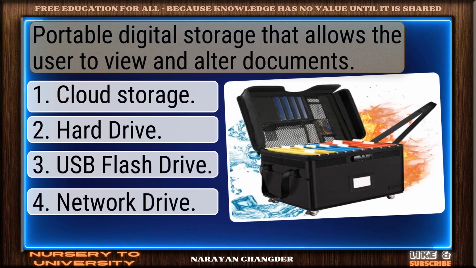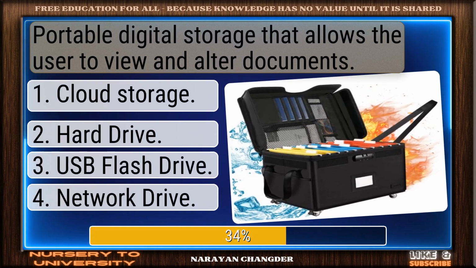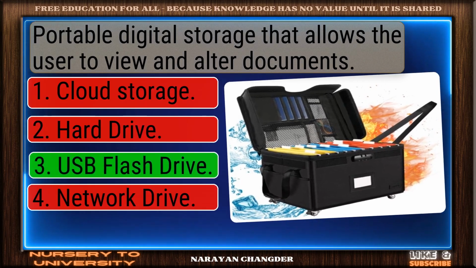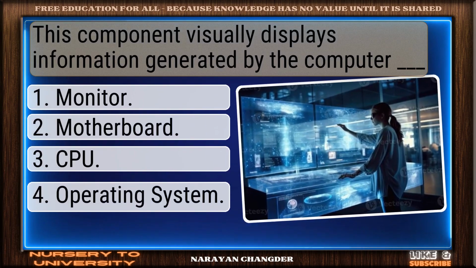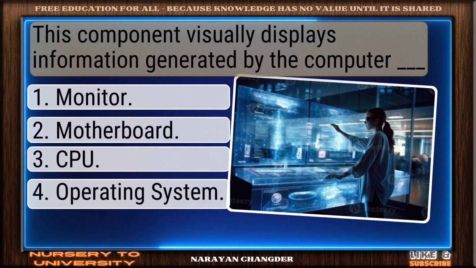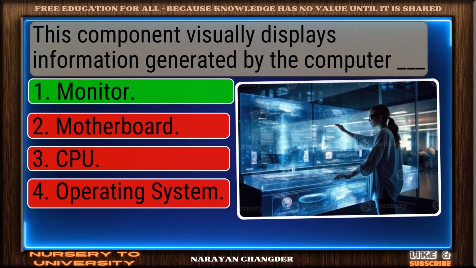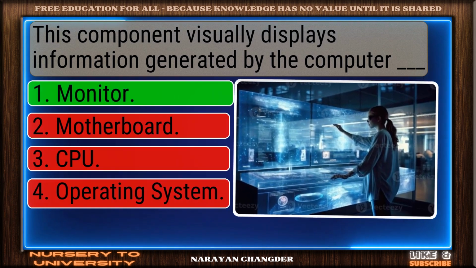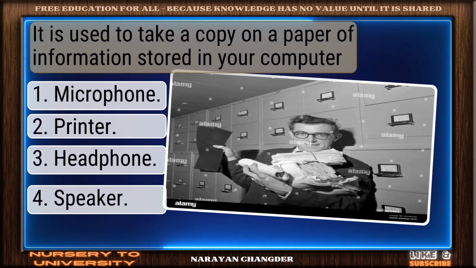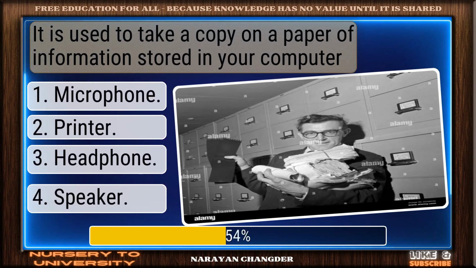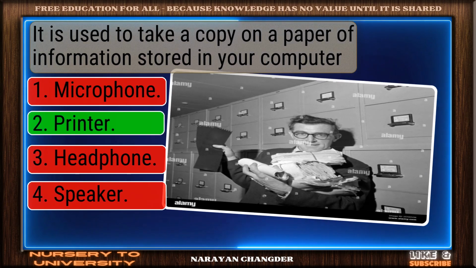Portable digital storage that allows the user to view and alter documents. Valid point. Whose flash drive is true? This component visually displays information generated by the computer dash. Right choice. Monitor is the best answer. It is used to take a copy on a paper of information stored in your computer. Well done. Printer is the right choice.